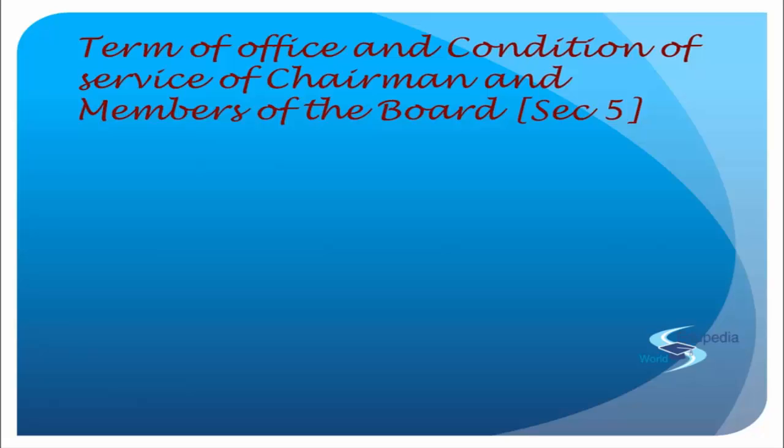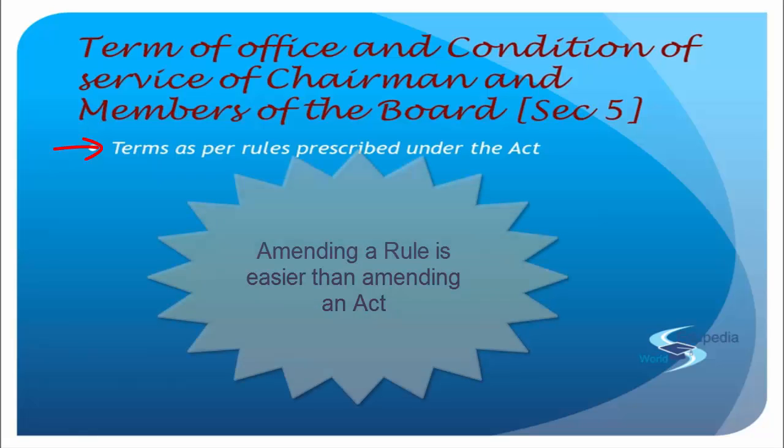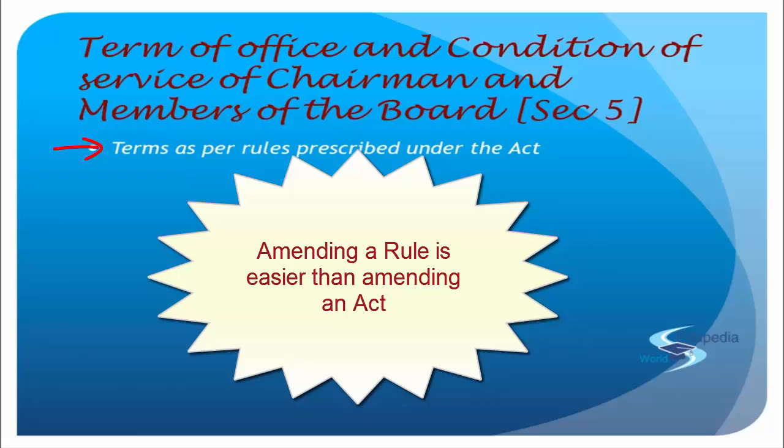So let us see in detail the exact permutations and combinations of the terms of office and the conditions of service of the chairman and the members of the board. The term is decided by the rules prescribed under the Act, and the rule says it is 3 years as of now. The rule may get amended, and hence the term may also change. But what the Act does is leave an open position. Instead of stating the exact time frame, it says whatever is prescribed in the rule, because amending the rule is easier than amending an Act.